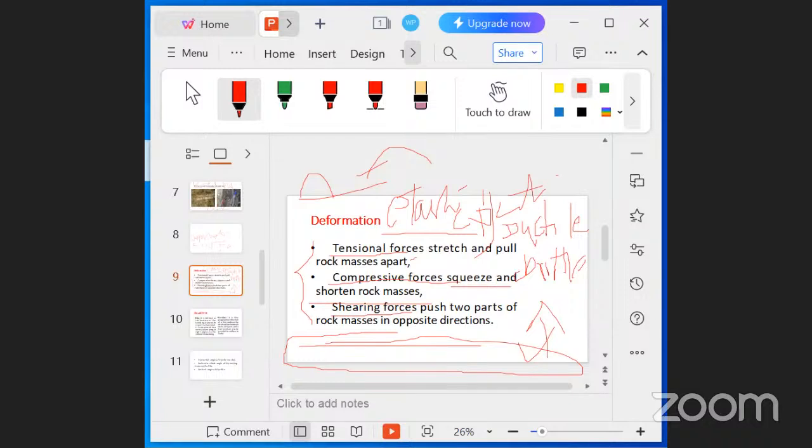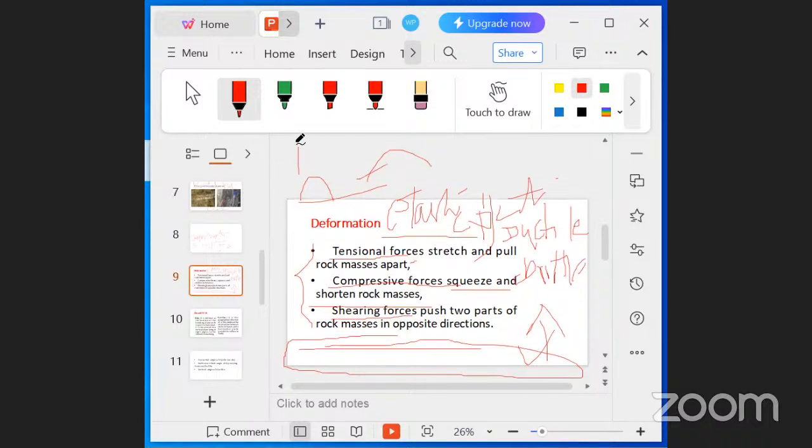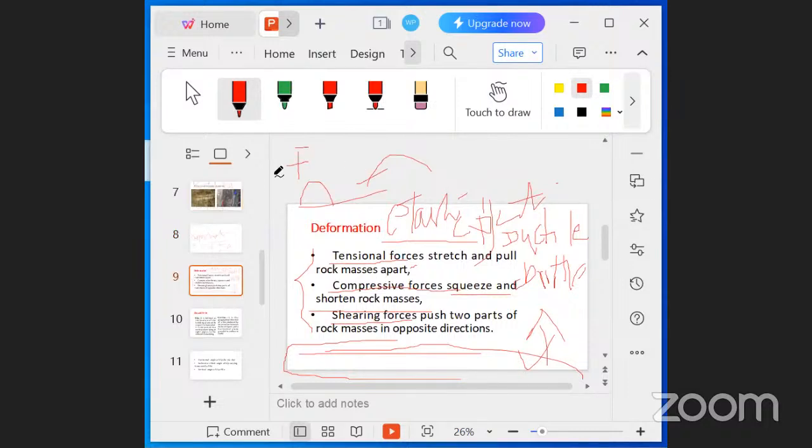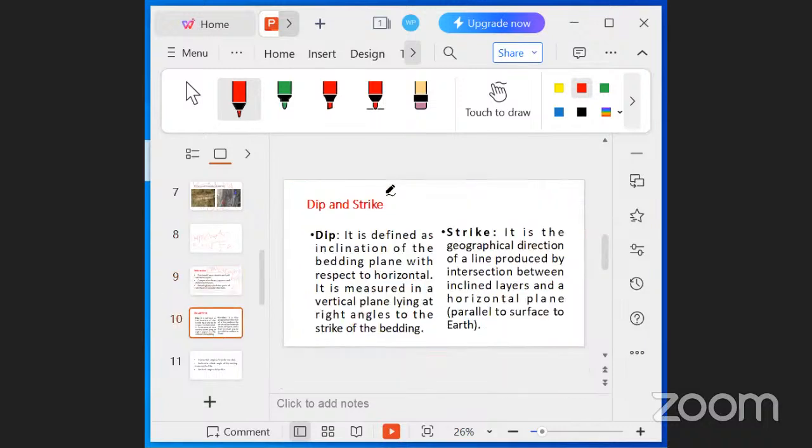What is brittle deformation? It relates to the fracturing of the rock. Remember this word, fractures. Brittle is fracturing of the rock. Ductile deformation indicates bending, stretching, folding, and thinning. This is important in your structural geology. Remember these two words: dip and strike. What are they? Dip and strike are very important words in your structural geology studies.